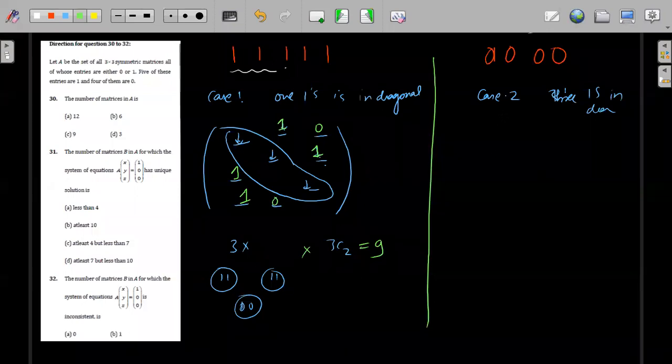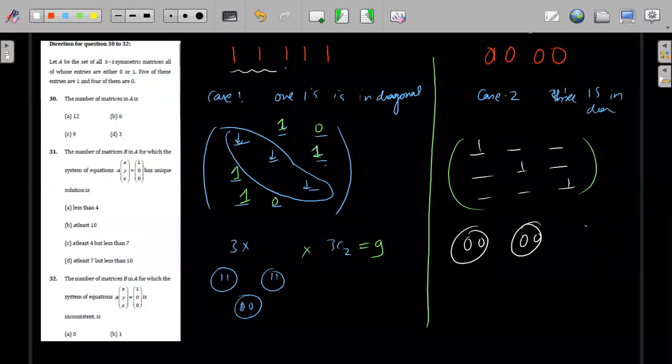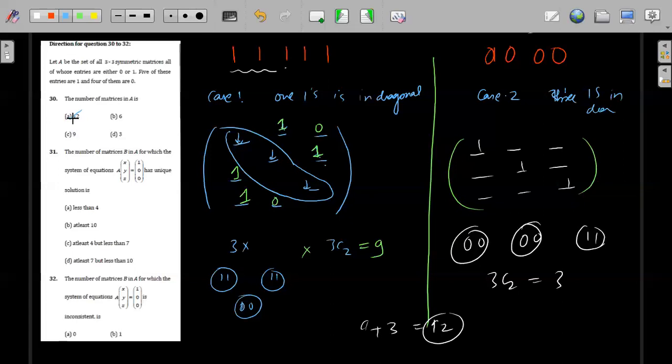Okay. Case 2. In these diagonal, 1 are filled. All the diagonals are 1 1 1 filled, right? So what will happen? How many zeros are left? 2 pairs of zeros and 1 pair of 1. 3 places. I will choose 2 places for 0. So again 3C2. So this is 3. So how many options? 9 plus 3 is equal to 12. So the first answer is 12. Like only this thing is important, हैं ना?